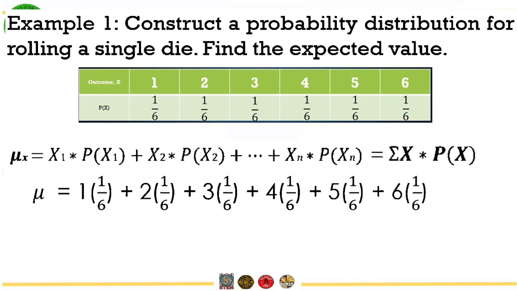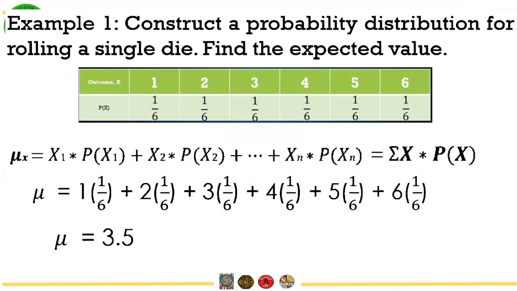So we have 1 times 1 over 6 plus 2, and for each die face 1, 2, 3, 4, 5, 6, times the probability of each, which is 1 over 6. Then if you total that, you will have 3.5. So that is our expected value, or the mean of the discrete random variable.